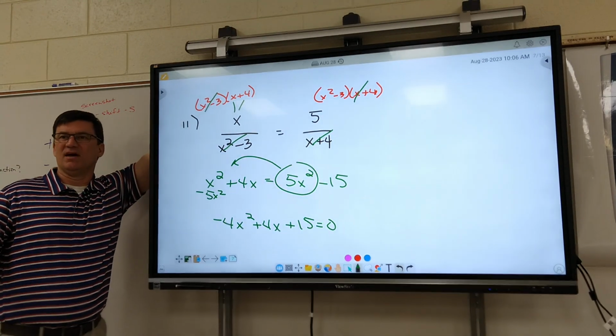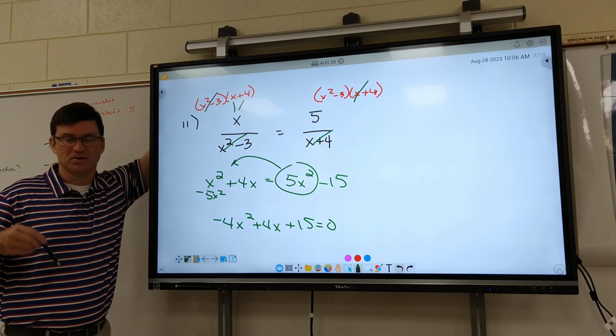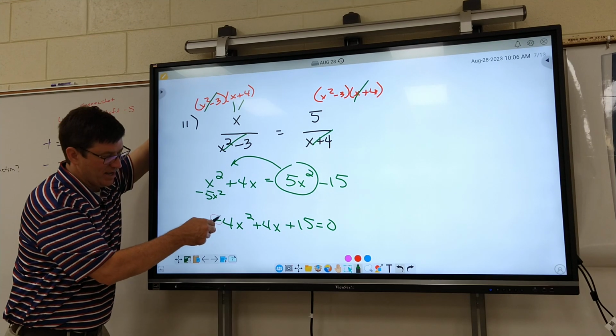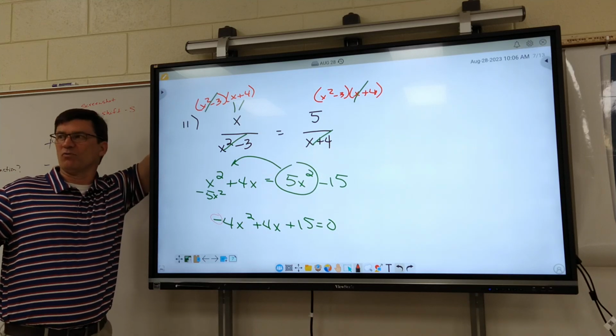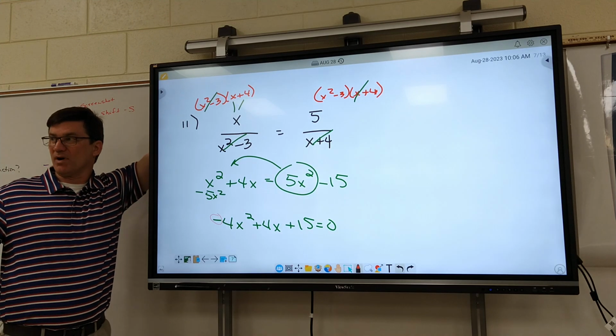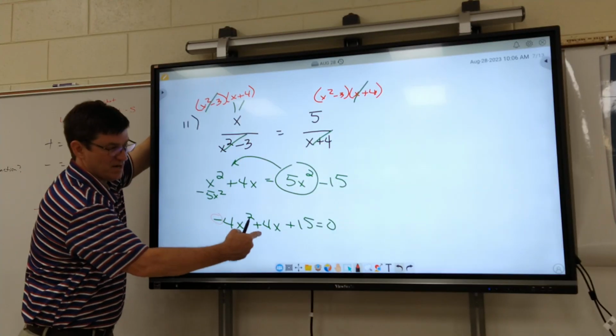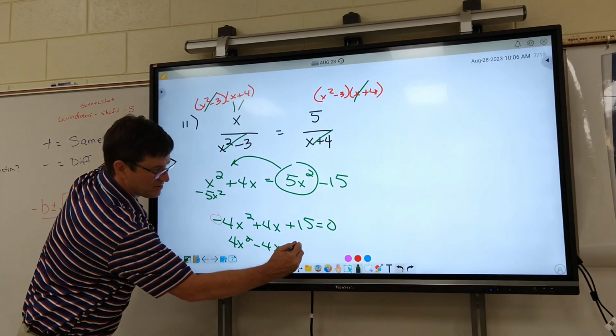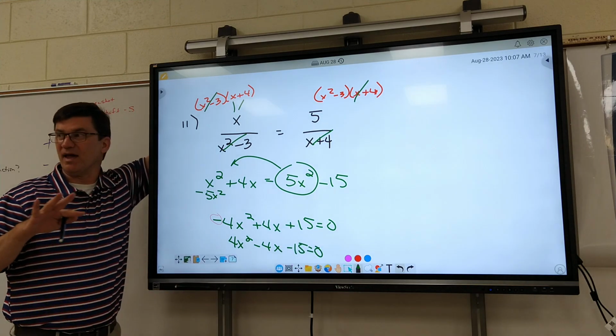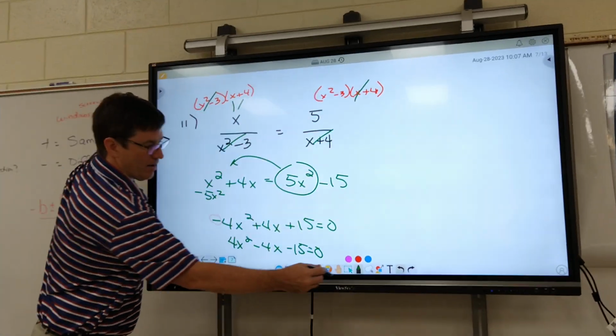Okay, I have never given y'all a problem this year where your x squared had a negative in the front. I don't like doing that. I think it gives you more room to make an error. So what I would do from here, I would change every sign. I would make that 4x squared minus 4x minus 15. Y'all follow that? All right, so now I'm going to erase this.